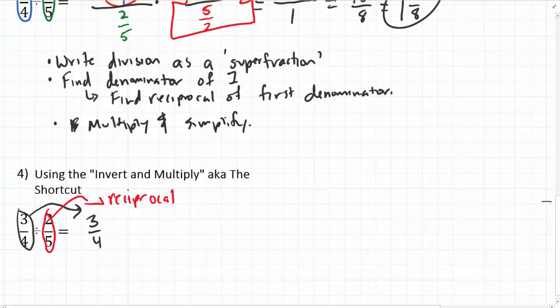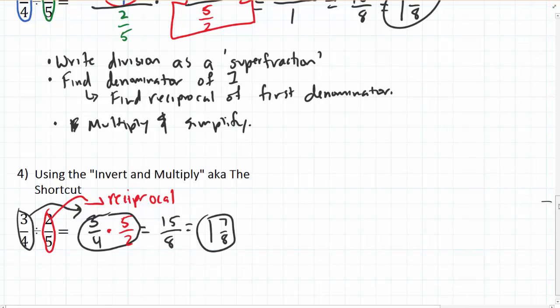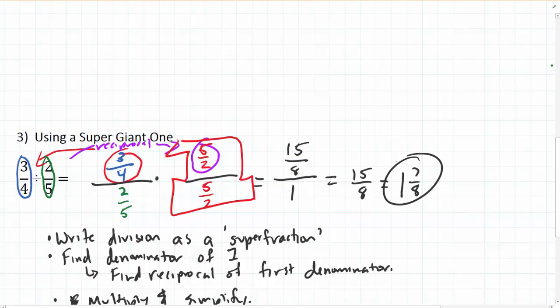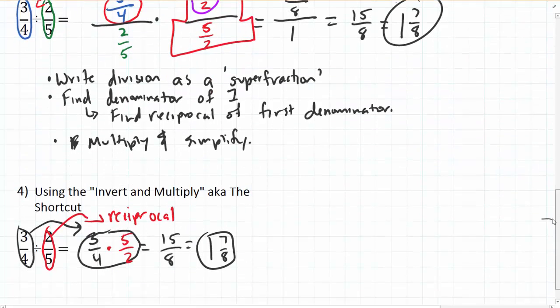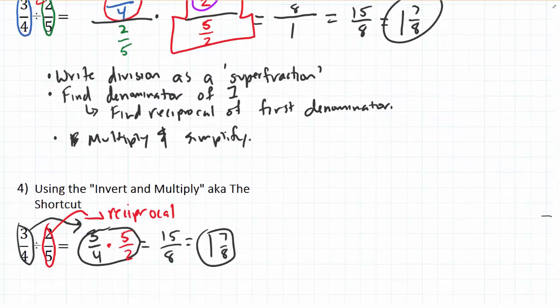Sorry about my handwriting, it's hard to write in this tablet. So times the reciprocal of 2/5 is going to be 5/2. That gives 15/8, which is 1 7/8, just like what we had earlier. And again, we see the 3/4 times 5/2 right over here. Okay. And so those are the 4 different methods of dividing fractions.